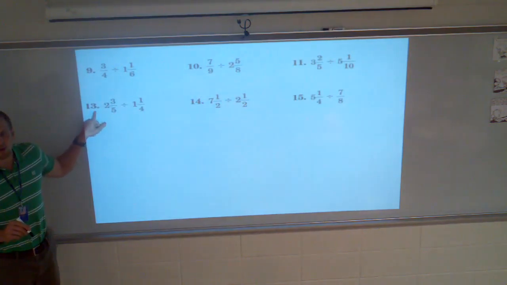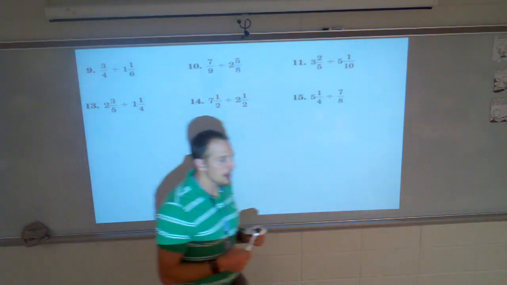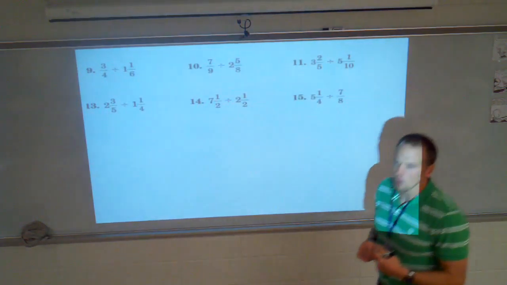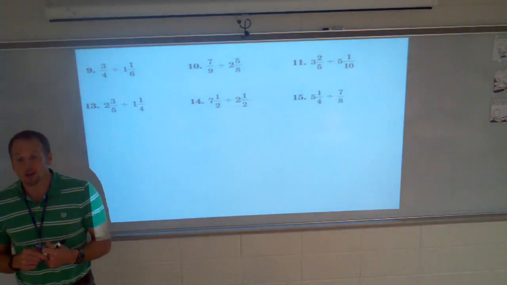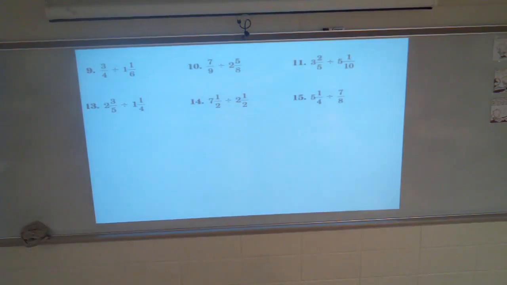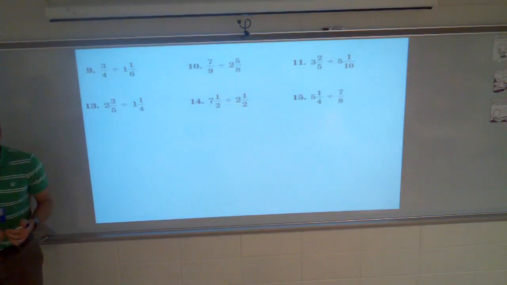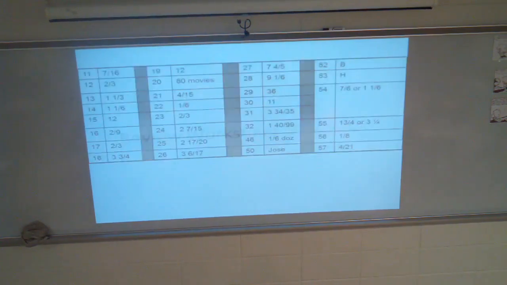If I'm multiplying or dividing with mixed numbers, the very first thing you have to do is change it to an improper fraction. If you are multiplying or dividing with mixed numbers, you must change them into improper fractions. One more time, you must change them. You have to change them.